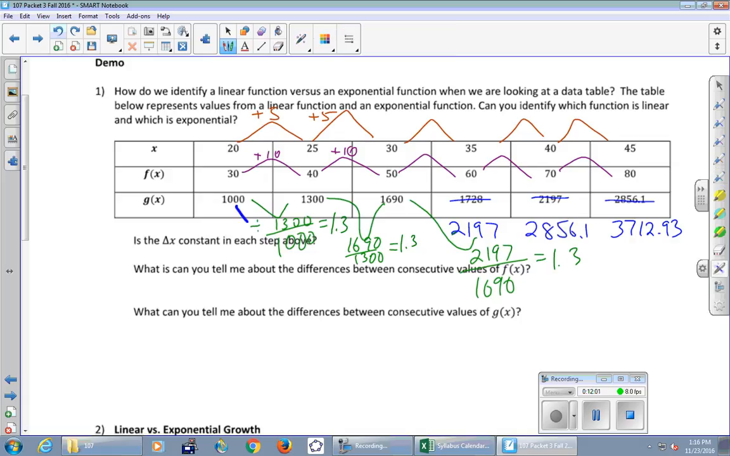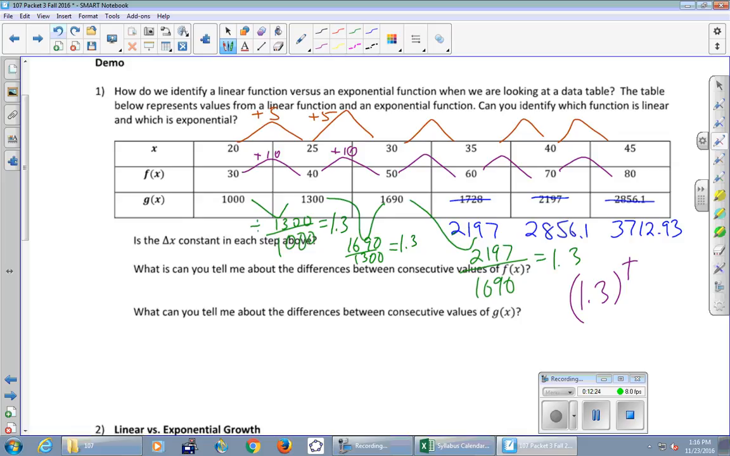If I have 1,000 and I want to turn it into 1,300, I can multiply 1,000 by 1.3. Or I could multiply 1,300 by 1.3. Or I can multiply 1690 by 1.3. Yeah? And if I just keep repeatedly multiplying by 1.3, well, isn't that 1.3 to some power? And isn't that an exponential thing? Just keep multiplying by the same.